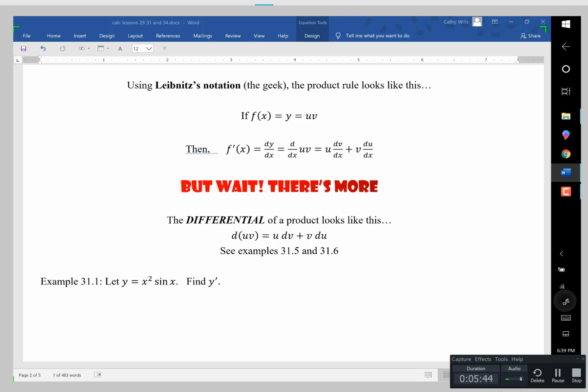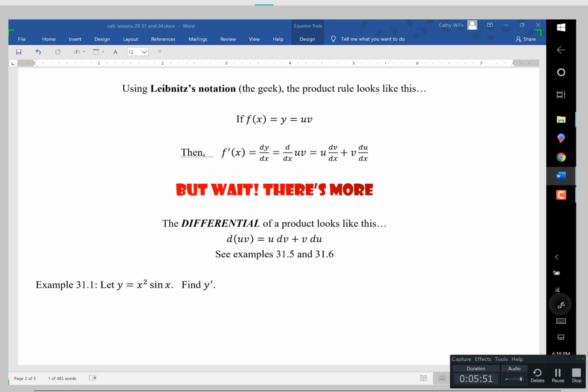So if you have a function f of x equals y equals u times v, you've got two functions here being multiplied together, u times v. And those two functions could be anything. I mean, u could be x squared, or v could be y cubed plus 3, or whatever. They're two different functions that are being multiplied together. So when you find the derivative, you have to use this product rule.